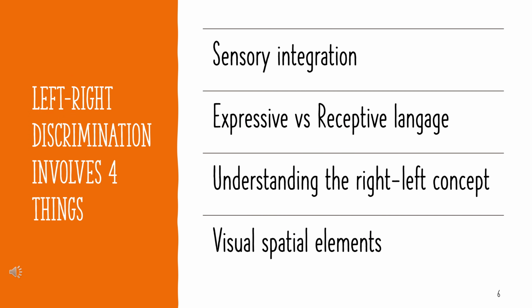Left-right discrimination involves 4 main things, including sensory integration, expressive versus receptive language, an understanding of the right-left concept, and visual spatial elements. In the next several slides, I will break down each of these 4 things more in depth.